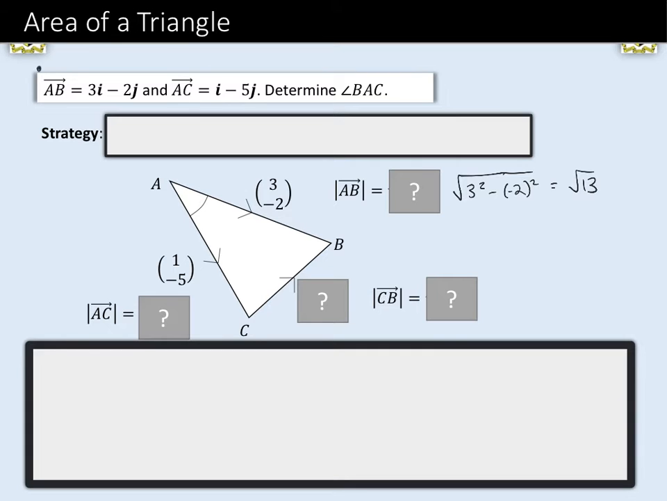I could do the same for AC. This is the square root of 1 squared plus minus 5 squared, which is root 26. And then last of all, I could figure out the vector from C to B. I'm not given that straight away, but what you can see is that I can go from C to B by going up to A and then down to B. So basically that's going to be C to A plus A to B.